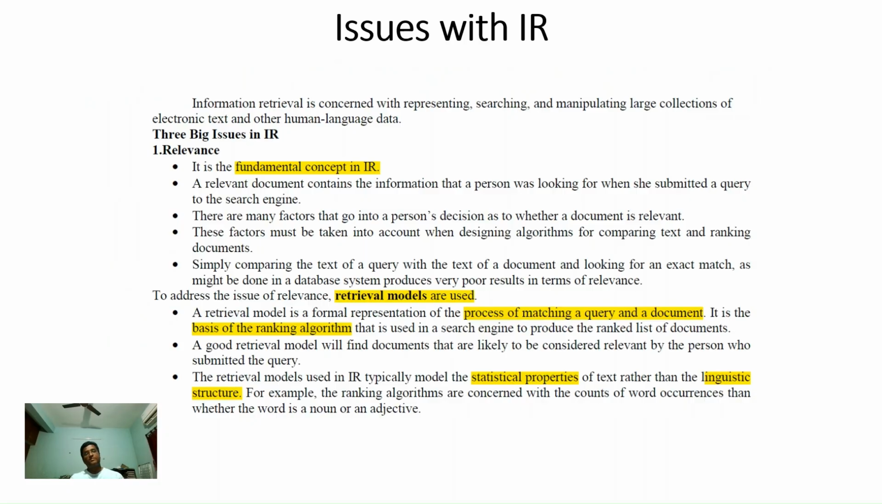Obviously, there are some issues with IR also. There are three big issues in IR. The first is relevance: a relevant document contains the information the user is looking for. These factors must be taken into account when designing algorithms for comparing text and ranking documents. To address the issue, retrieval models are used.